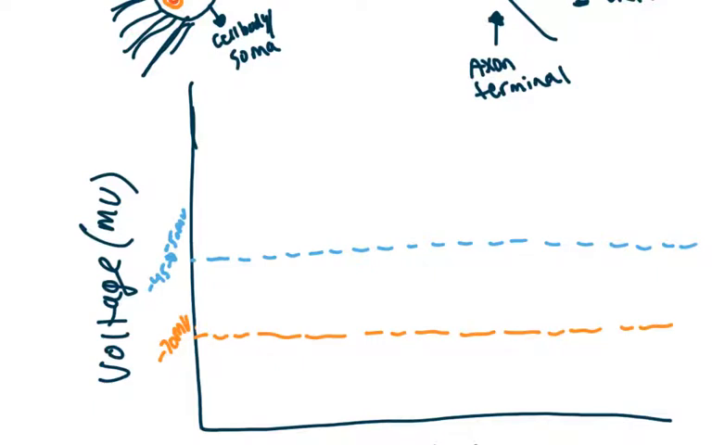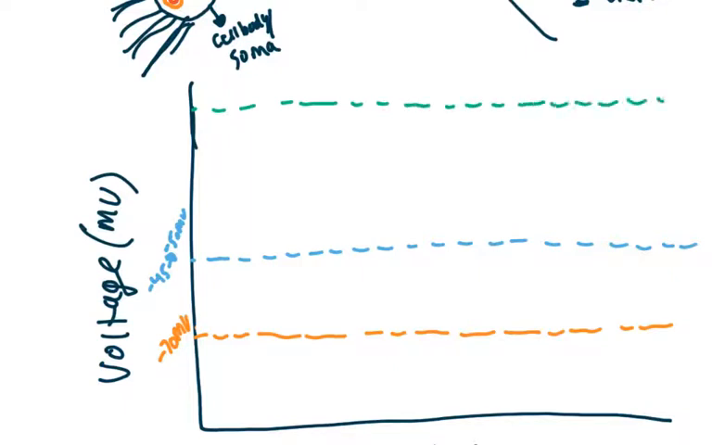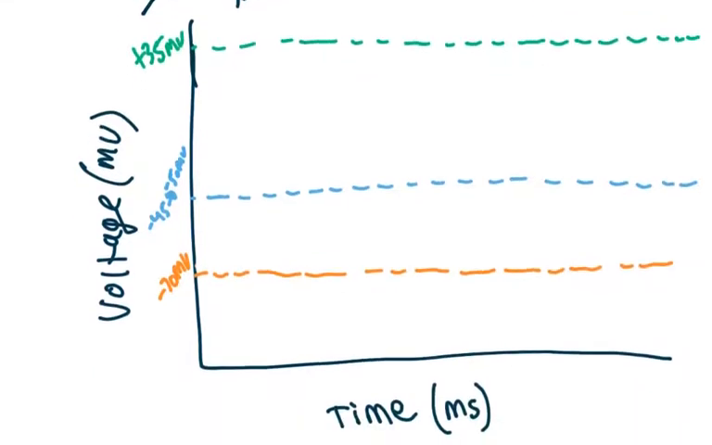Let me erase this for you guys since we already went over it. It's going to rise up to about positive 35 millivolts. That's it, so it's an all or none phenomenon. And let's label these parts. Remember, negative 70 about is our resting membrane potential.